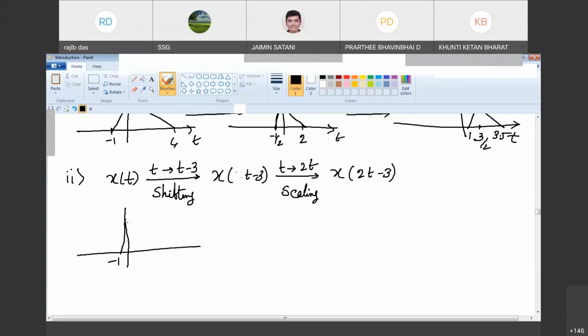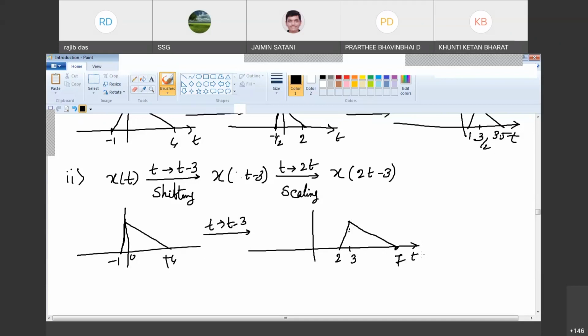What will I get? The entire signal, this origin, is shifted by 3 units. Okay, this point is mapped to 3 plus 1, it's 2. Sorry, this is a plus sign. And this 4 is mapped to 7. All points are added by 3. So minus 1 plus 3 is 2, 0 plus 3 is 3, 4 plus 3 is 7. So the entire signal is shifted right side by 3 units. Okay. So your height was 5, it remains 5. So this is your x of t minus 3.